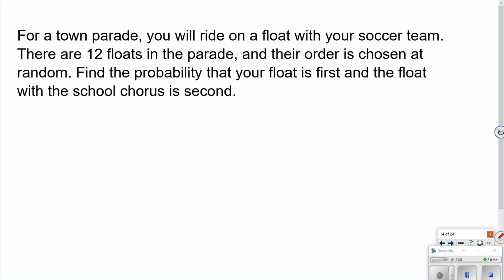Okay, I want to notice something here. This is a different problem. This is asking us to find the probability. The last questions were only asking us to count the number of outcomes. So this is a little bit different. So we need to find the probability. So remember, it's the number of favorable outcomes over the total number of possible outcomes. Okay, so find the probability, right? It's favorable outcomes over possible outcomes.